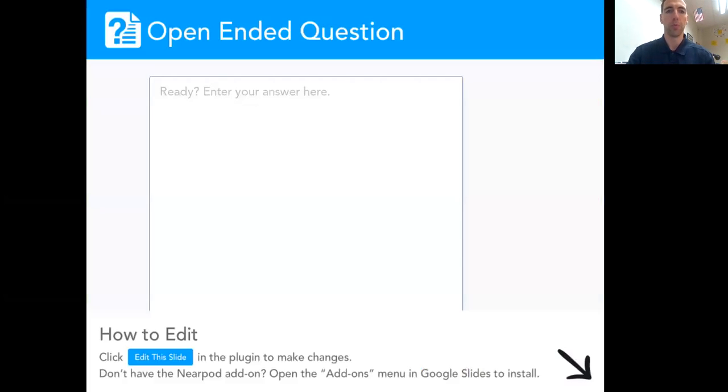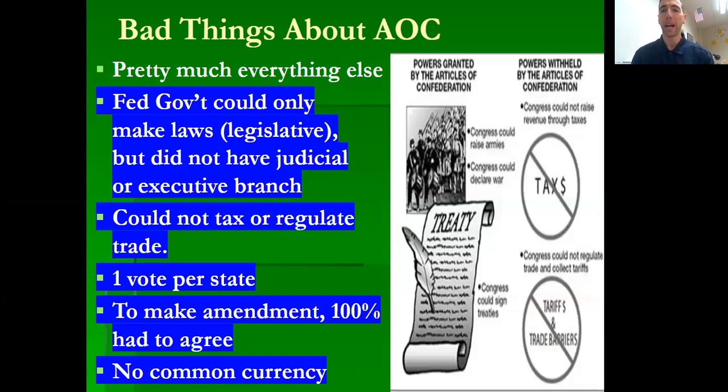All right, so this is now your open-ended question that you'll need to answer on Nearpod to get credit for this. So what are bad things about the Articles of Confederation? Everything else. Legitimately, the federal government was so weak they could make laws, but they could not enforce their laws. They also couldn't tax, so they had no way to generate money. So they couldn't have things like a military.